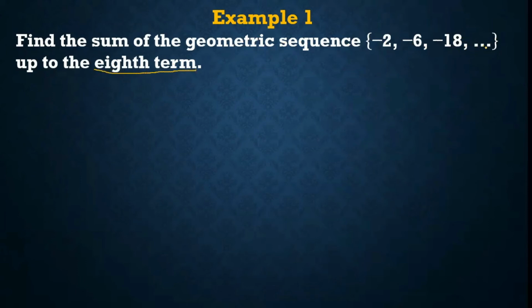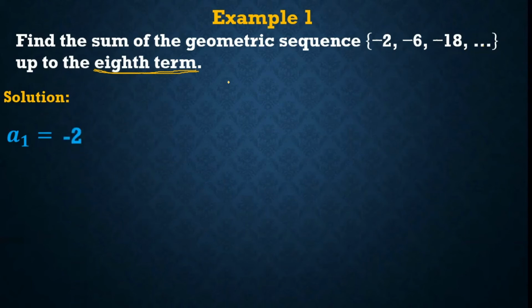Sabihin natin may tatlong dot sa dulo ng sequence. Nasabi po dito na hanggang sa 8th term lang. So therefore, it is finite geometric sequence. So therefore, we have to use the formula of the finite geometric sequence. But first, lagyan po muna natin ang given.